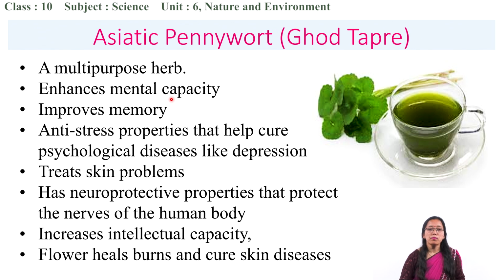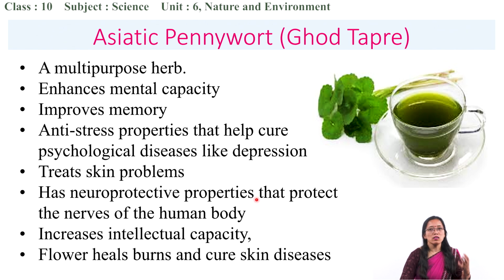It is a multi-purpose herb. It enhances the mental capacity of the person and improves memory. If we take a soup of it, it helps to improve the mental capacity and memory of the person, and it is anti-stress. It has anti-stress properties that help to cure psychological diseases like depression also. It helps to treat skin problems. That's why it is used in skin toning and skin care also.